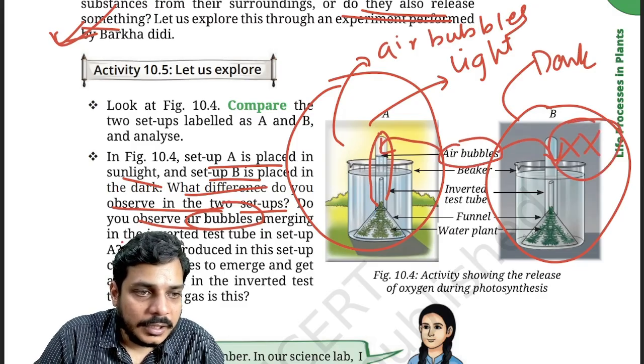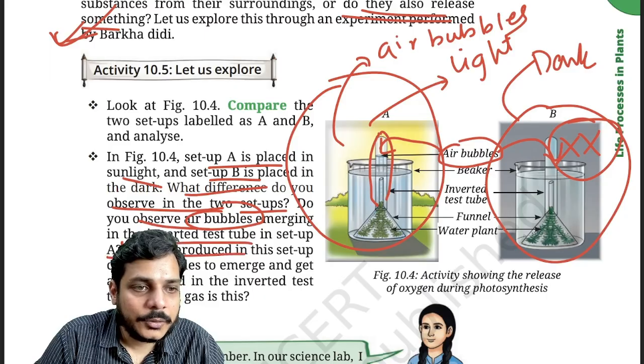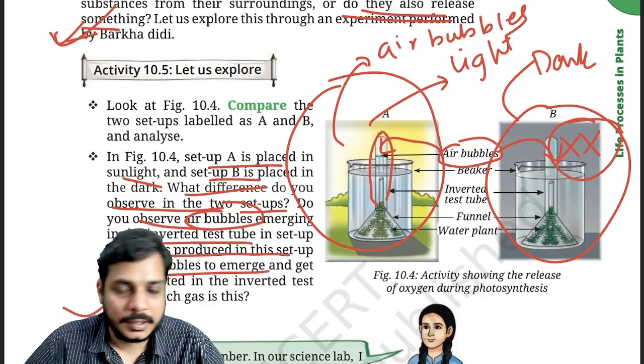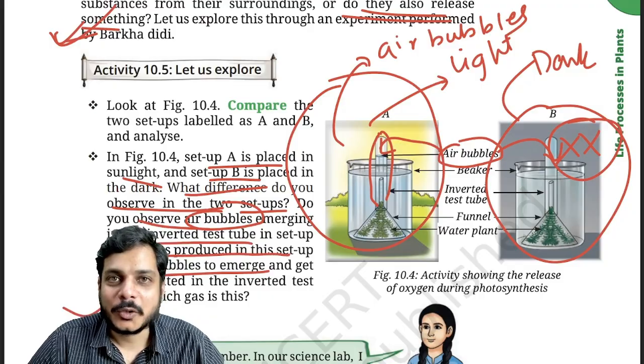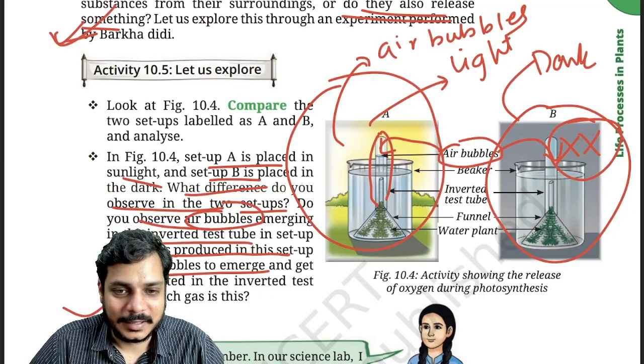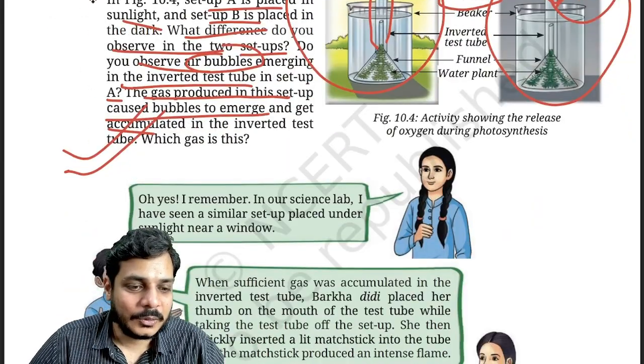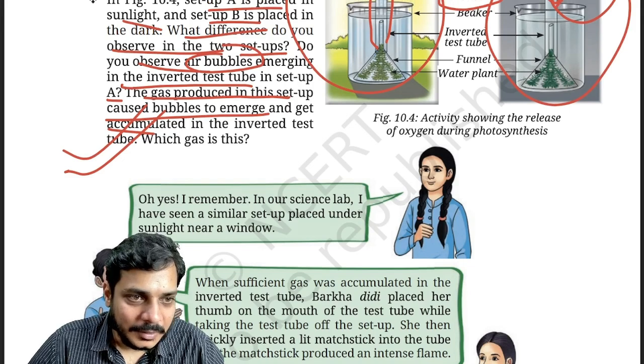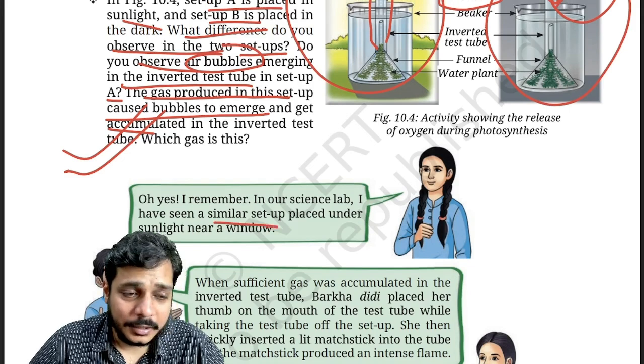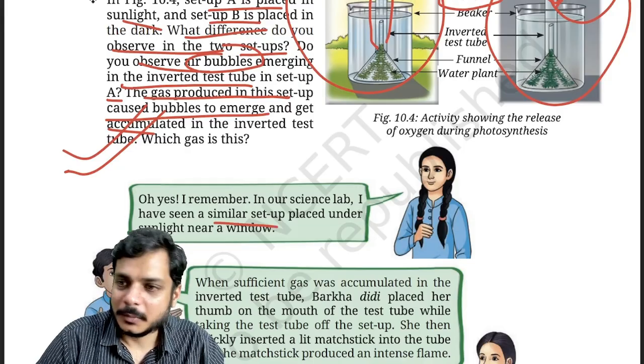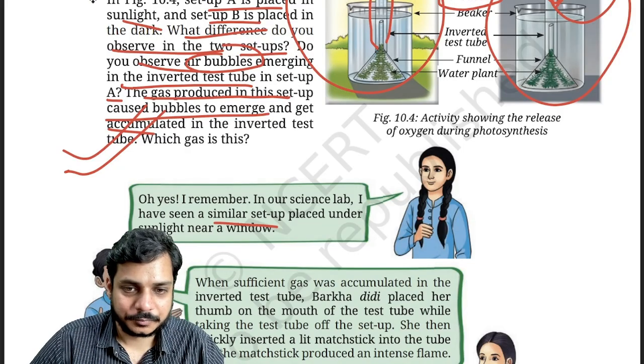Okay. So in the inverted test tube in setup A, the gas produced in the setup causes bubbles to emerge and get accumulated in the inverted test tube. Now we want to observe what this gas actually is. Okay. So there is an inference. There is an inference that a similar setup is there. You can read it from the conversation between these two people.